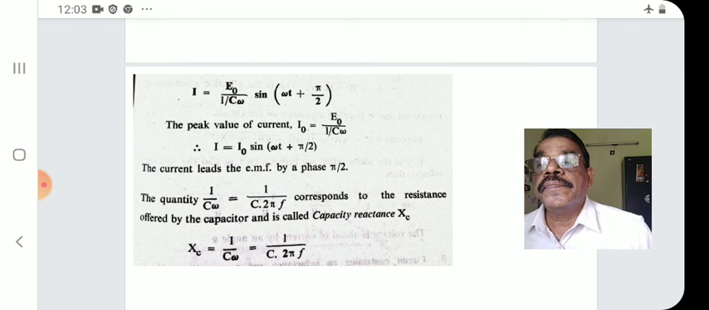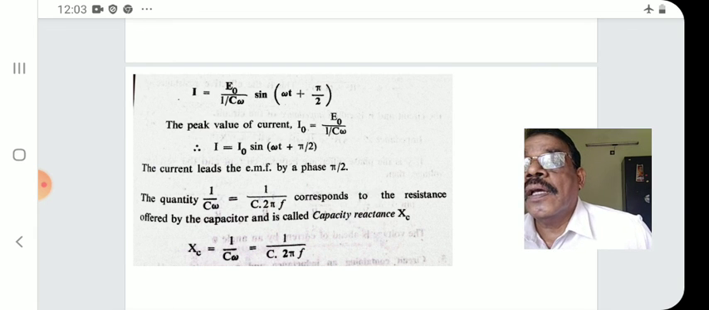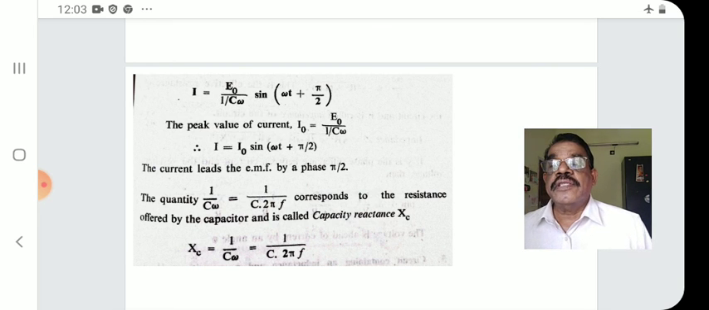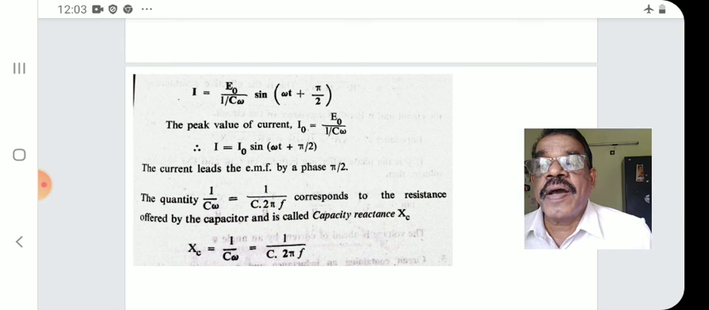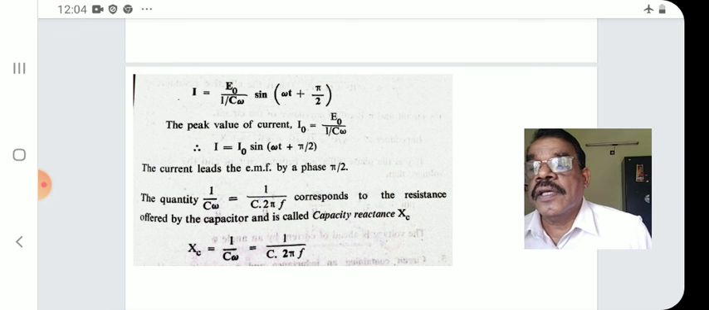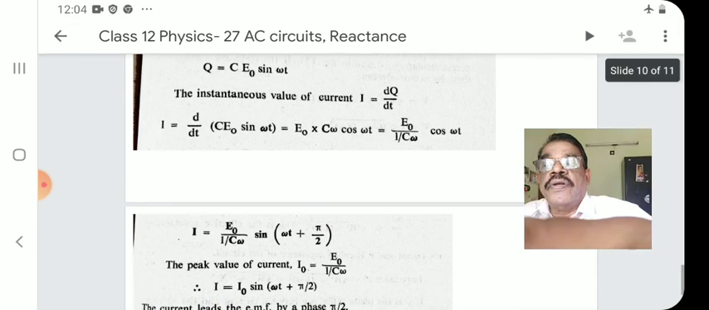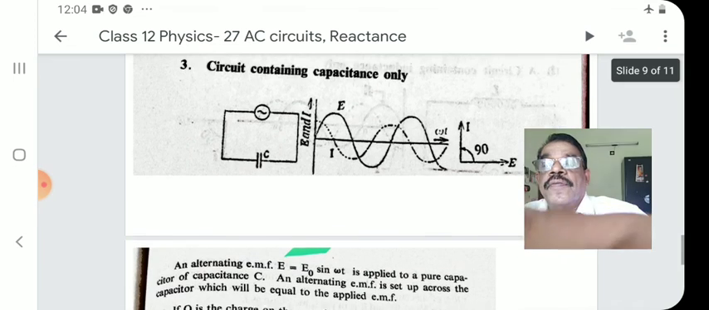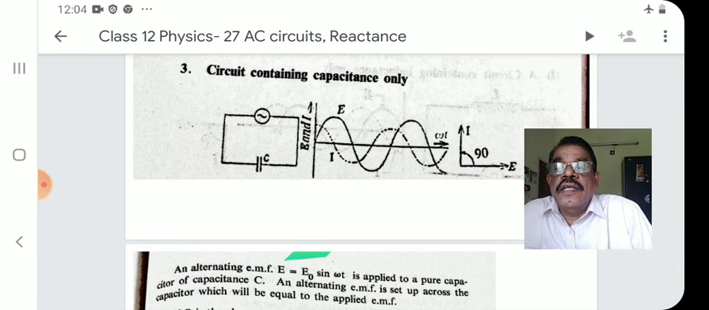Here, since pi by 2 is coming, we say the current leads the EMF by a phase of pi by 2. The quantity 1 by C omega, that is 1 by C into 2 pi f, is a term similar to R, similar to L omega, and it is called the reactance of the capacitance. We mark it as Xc. Xc equals 1 by C omega, 1 by C into 2 pi f. So you understand the graphical representation. Here the current leads the voltage by a phase equal to pi by 2.